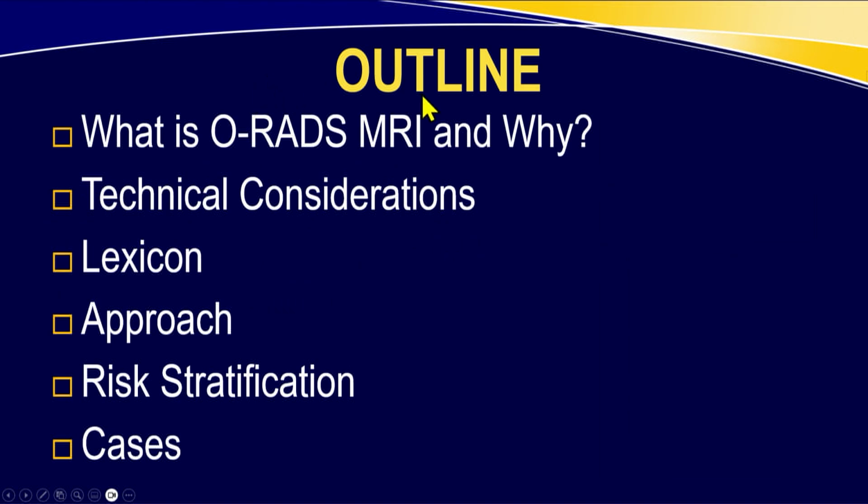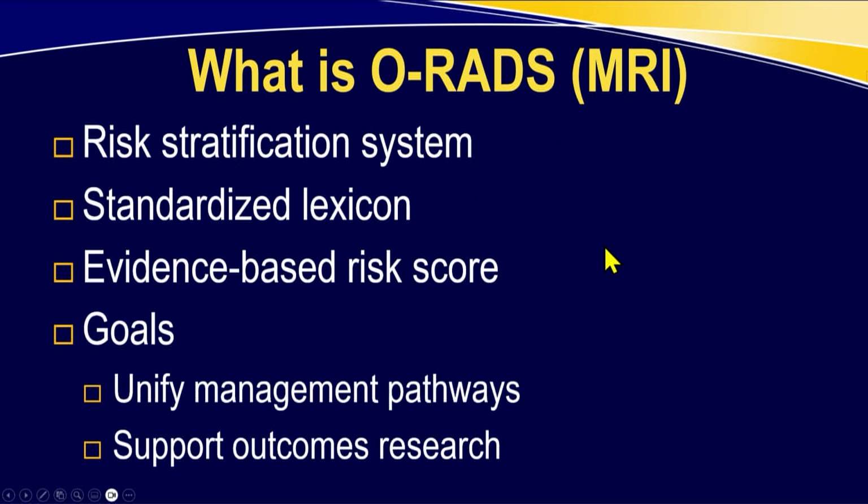So by way of an outline: why O-RADS MRI, why are we doing it, and what is it? What are the technical considerations we need to think about when we're doing an MR of the adnexa? We'll spend a fair amount of time on lexicon, because all of the RADS that we have in our imaging armamentarium really work in relation to a lexicon. Then an approach to how to use the O-RADS lexicon, and talk a little bit about risk stratification, and then go on to cases.